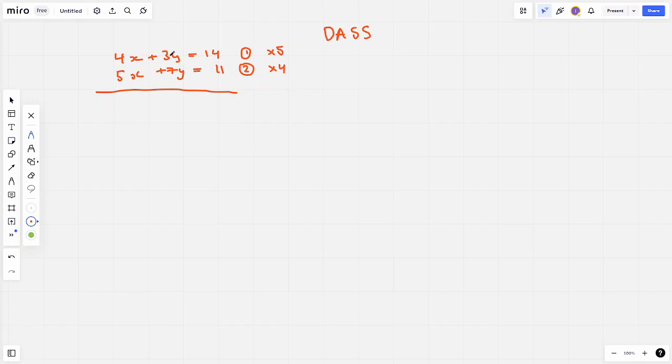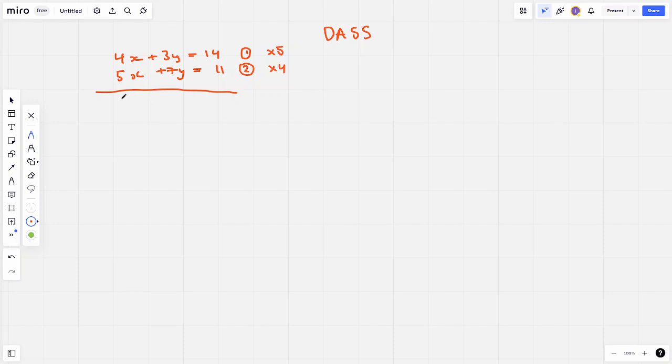But likewise, we could do the same with the y's. We could do 3y times the 7, which is 21. And for equation 2, we could do the 7y multiplied by 3, which is 21. So the y's would also cancel out. So in this case, we're just going to cancel through the x's.